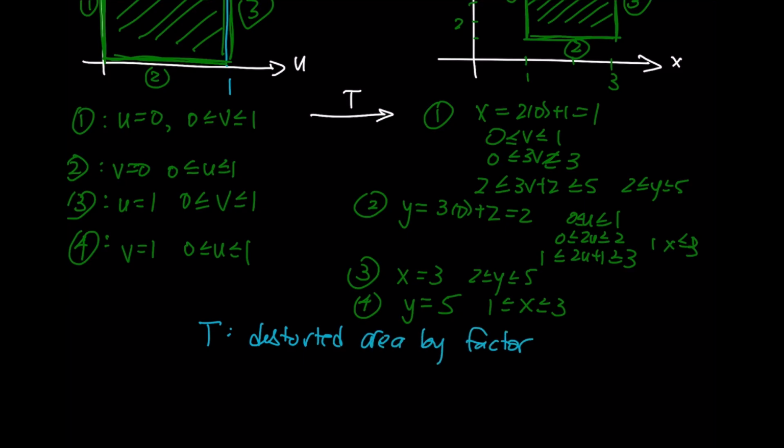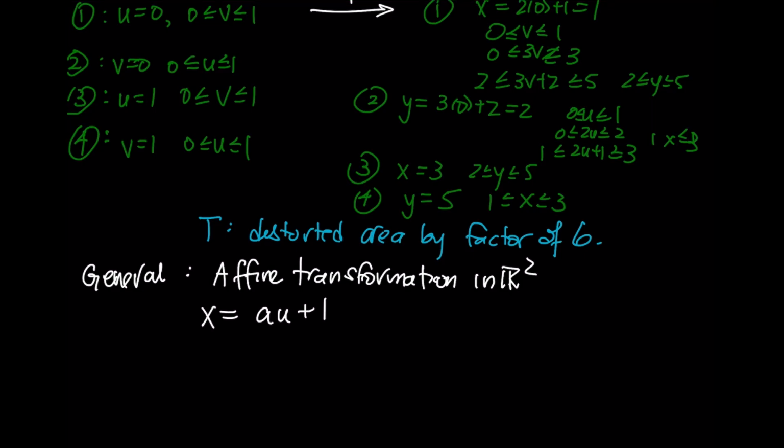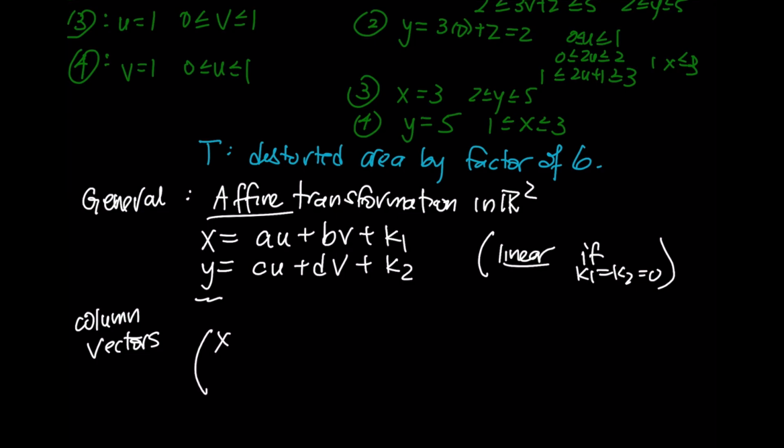Now, this type of transformation was special. This is an affine transformation. An affine transformation in R2 looks something like this. We'll always be able to write x as some constant times u, some constant times v, plus a constant k1. Y is some other constant times u, some other constant times v, and some other constant k2. We will call this a linear transformation if k1 and k2 are equal to 0. So we'll write this in column vector form. We're used to writing vectors here horizontally, but there's no reason why we can't write them vertically as the inputs of a column.